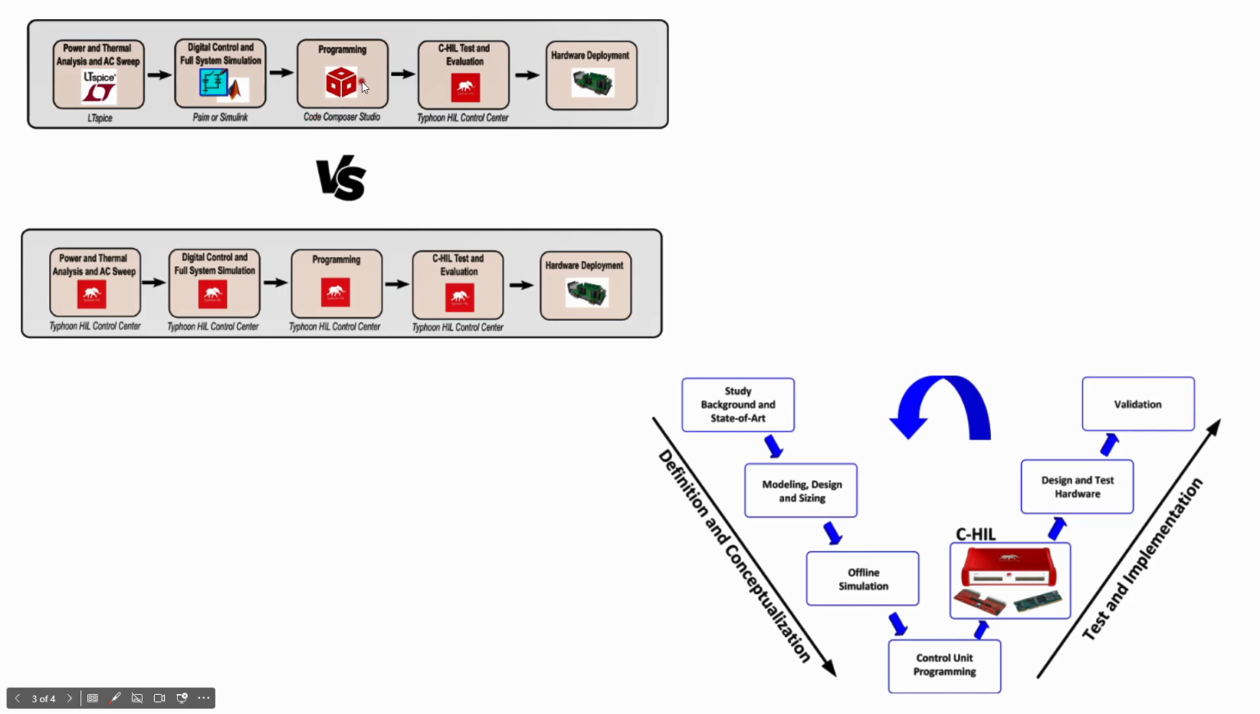After programming the microcontroller, I move to the controller hardware in the loop test and evaluation, and then I go to the hardware deployment. The idea of this demonstration is to show that we can do all these 4 steps in just one software, which I think is really attractive. And again, this is not a video of comparisons and to show deep details how to model these things. But I think this is quite interesting because instead of switching from software to software and designing the same thing maybe several times, you can do it just one time here and move to the specific features of the Typhoon HIL Control Center.